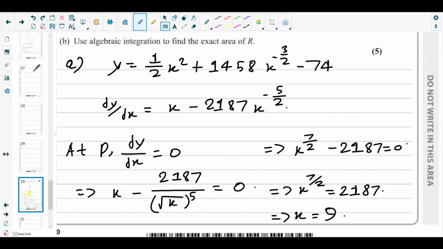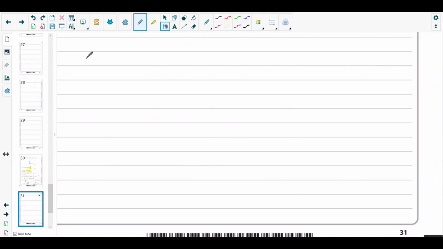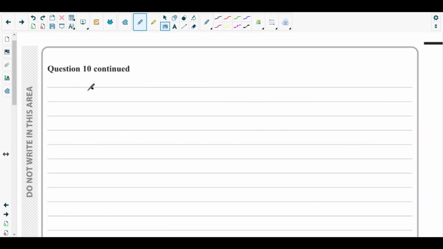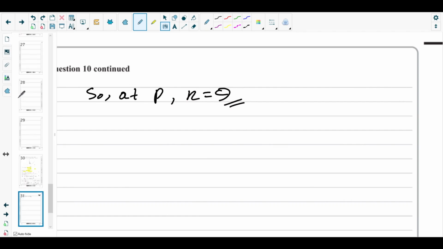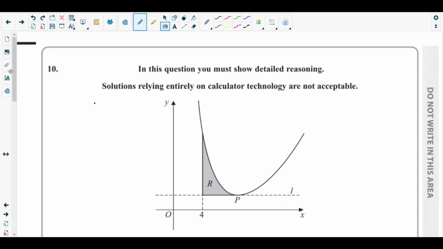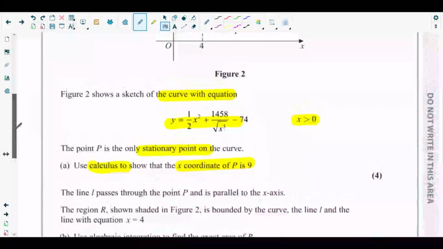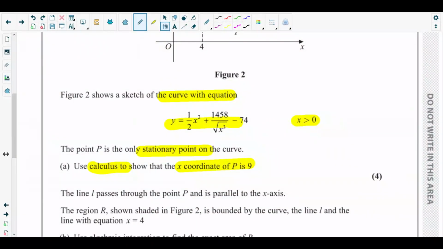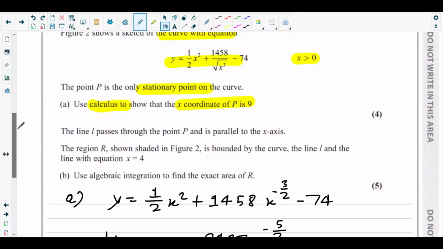So at P, x equals 9. That's exactly what part A of question number 10 has asked for. That's it. Next is part B.